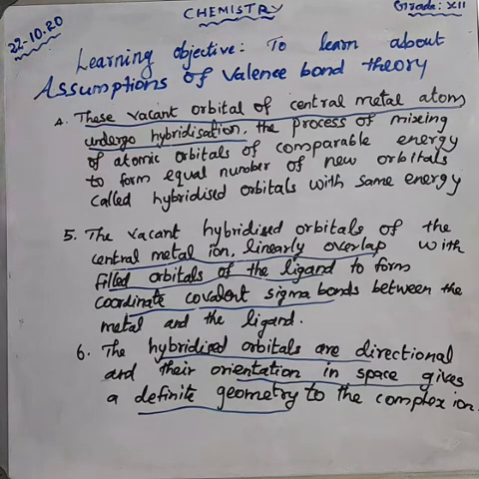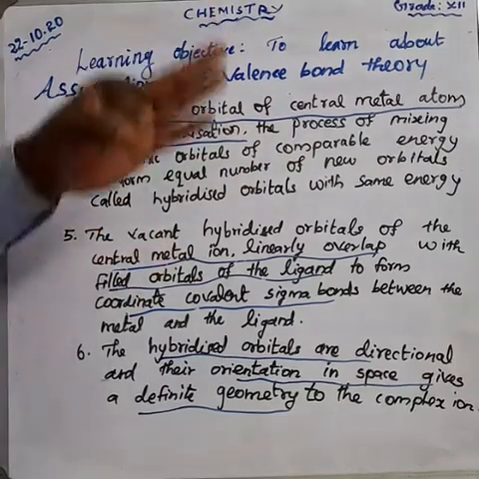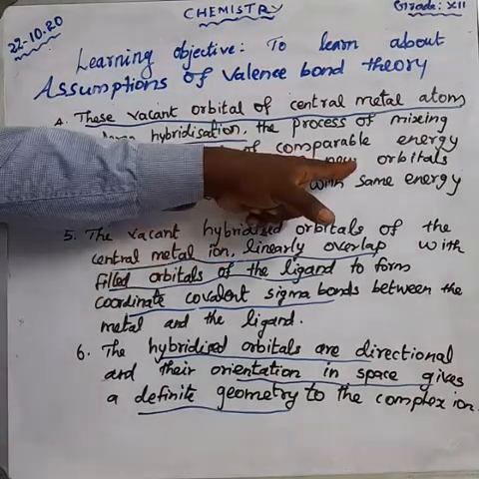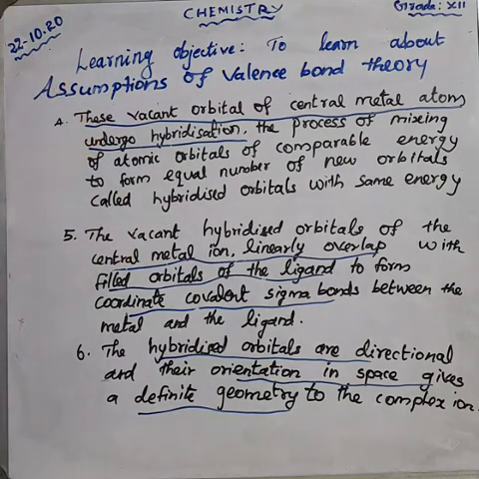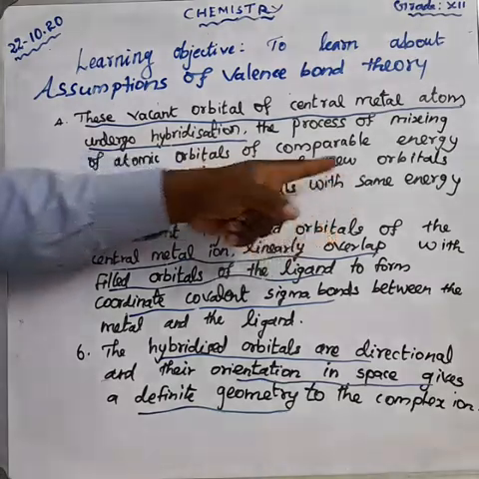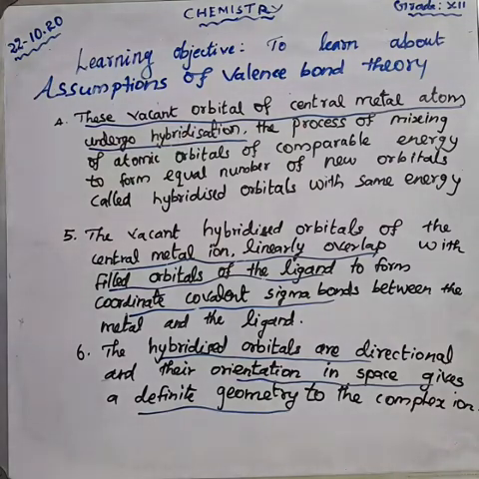What is hybridization? It is the process of intermixing of atomic orbitals of comparable energy, not different energy, to form an equal number of new orbitals. These new orbitals are called hybridized orbitals. The hybridized orbitals must have the same energy, not comparable energy, the same energy.